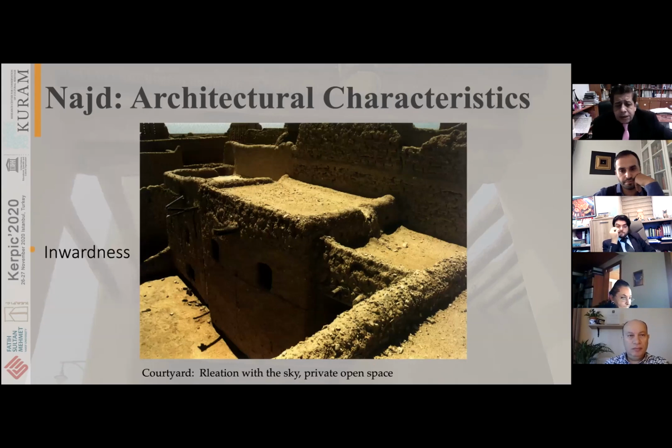As far as architecture, one of the most important features is inwardness. The houses or dwellings of Najd are inward looking, not only because of the need to provide a piece of the sky and to see God all the time, but also because this space provides the private space that people need in their daily life.